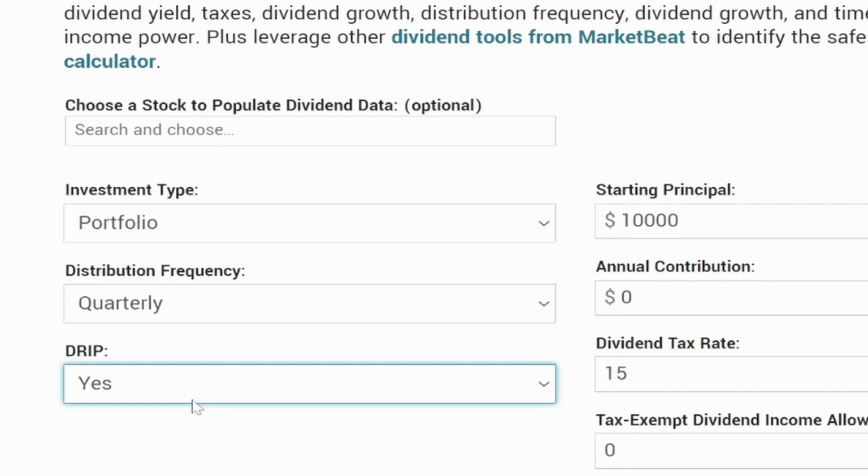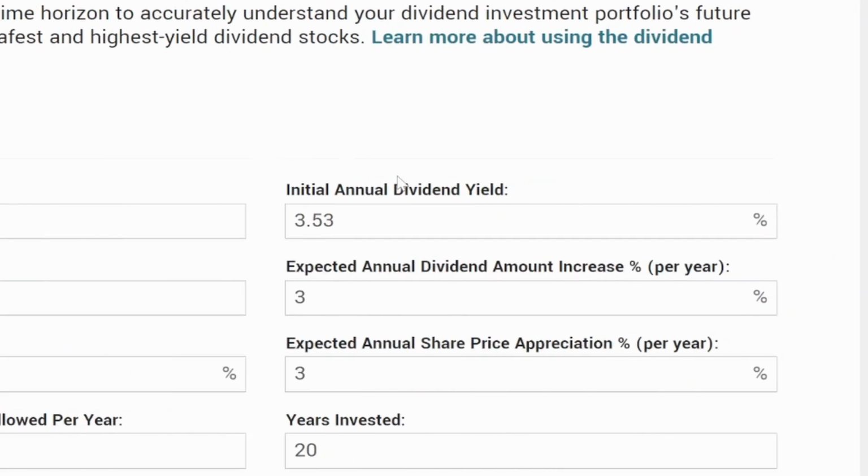Now we're going to leave DRIP turned on to yes, and that basically means that any dividends that you receive from SCHD will be invested back into the ETF as more shares. Now I know the dividend yield is higher than I'm going to use, but I'm going to use 3.44% because that was the average dividend yield across all the years that SCHD has been around. And then we're just going to have 20 years stay the same, and the annual dividend amount increase and the share appreciation will just stay the same. And we can always change these numbers to play around with it because we don't really know what SCHD is going to do in the future.